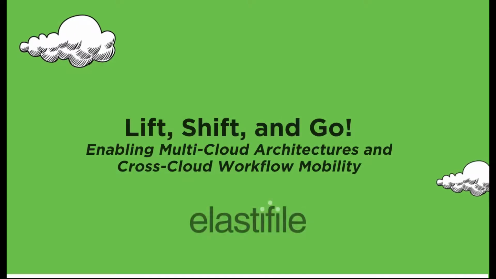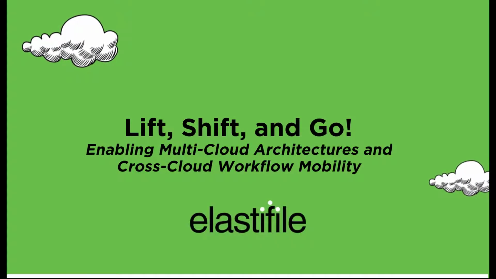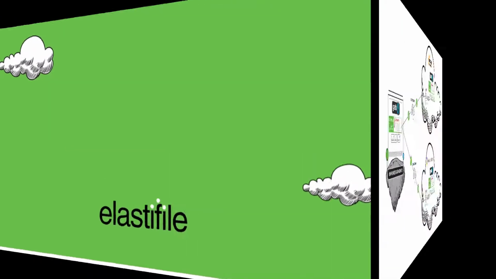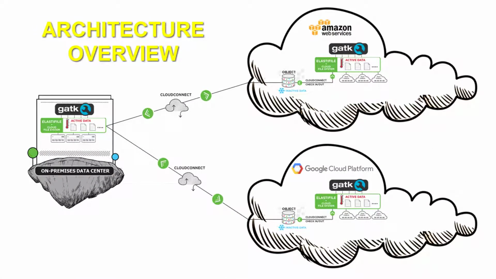In this video, we'll demonstrate how Elastifile enables enterprises to lift, shift, and go with multi-cloud architectures that enable cross-cloud workflow mobility. Here you can see the full multi-cloud architecture that we'll be leveraging in this demo. To illustrate how Elastifile delivers true hybrid cloud workflow mobility, we're going to demonstrate the seamless dynamic movement of a genomics workflow from on-premises to cloud and then between clouds.